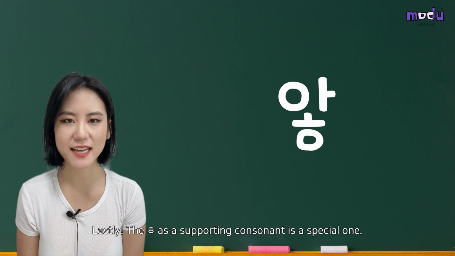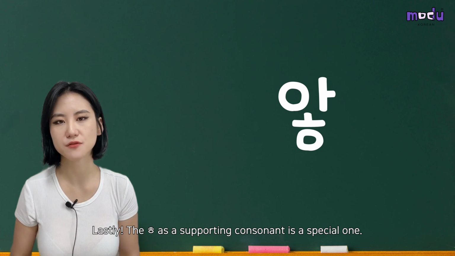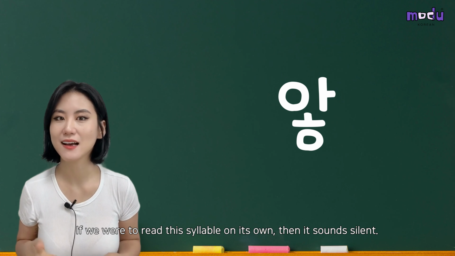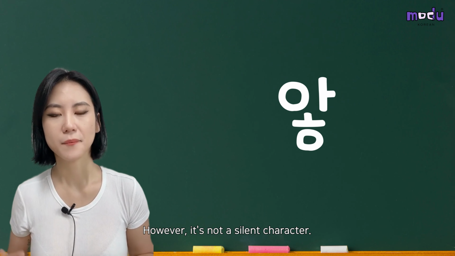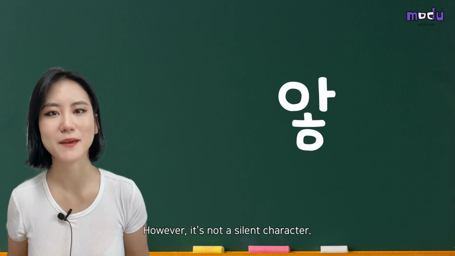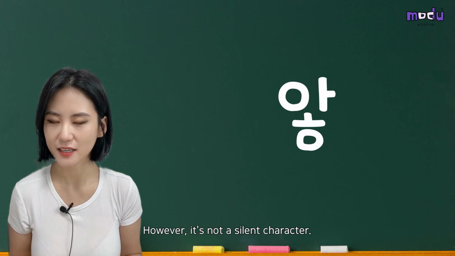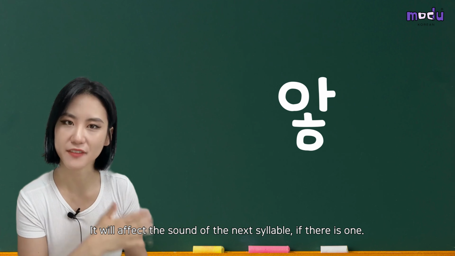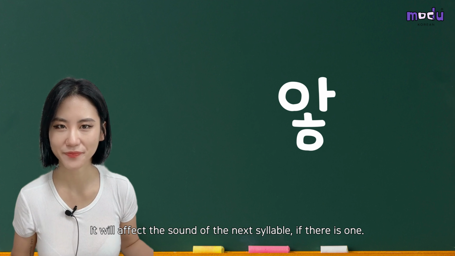Now the H as a supporting consonant is a bit of a special one, because if we were to read the syllable on its own, it would be read as ah, right? It sounds like it's not there. But the reason we don't want to think of it as being a silent character is because it's not. It will affect the sound of the next syllable if there was one. But if there isn't one, it does not make a sound.